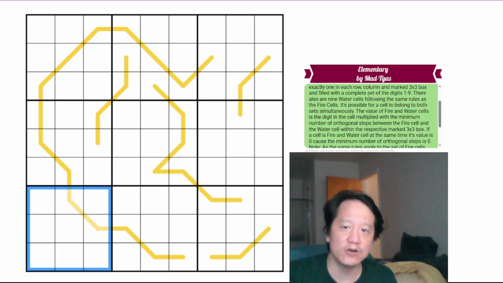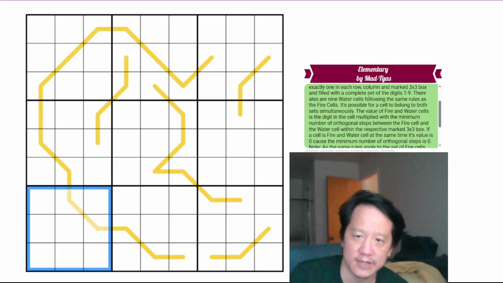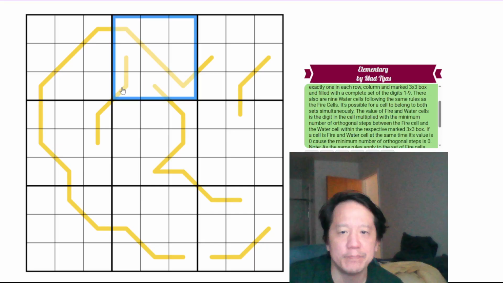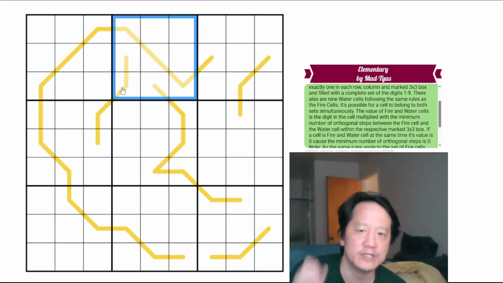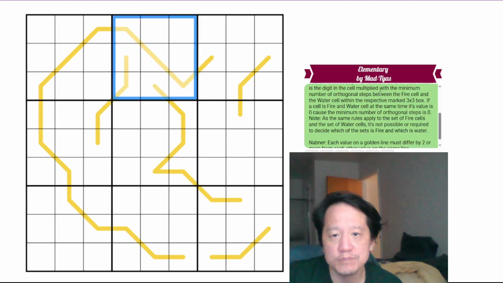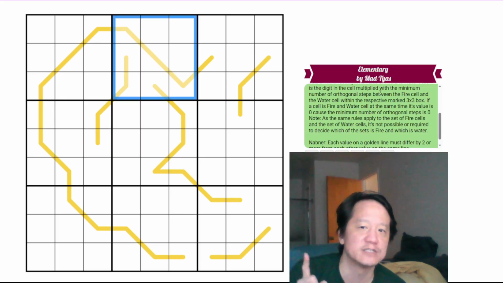The value of fire and water cells is the digit in the cell multiplied with the minimum number of orthogonal steps between the fire cell and the water cell within the respective marked 3x3 box. If a cell is fire and water at the same time, its value is 0, because the minimum number of orthogonal steps is 0. Note, as the same rules apply to the set of fire cells and the set of water cells, it's not possible or required to decide which of the sets is fire and which is water.